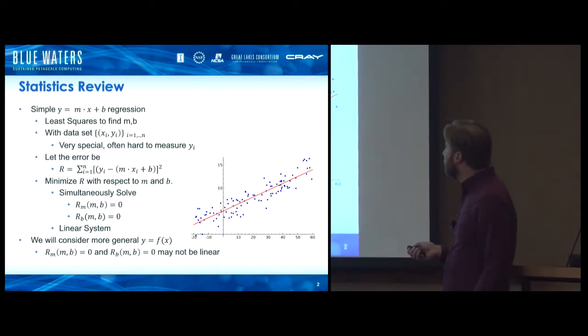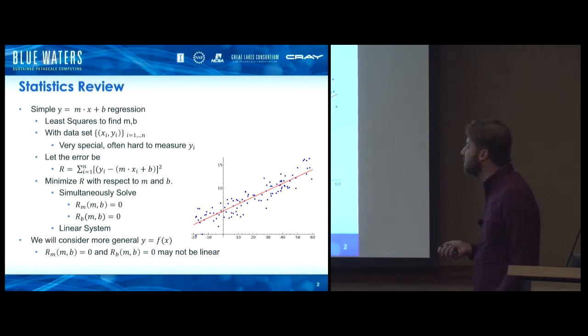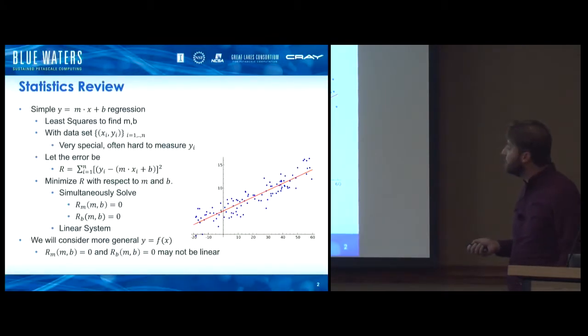So we want to minimize R with respect to m and b. m and b are the free parameters here. This is college algebra, or I guess Calc 1 maybe. You take the partial with respect to m, partial with respect to b, set them equal to 0, and this is just a simple linear system. Great. However, most models we care about are nonlinear. So for this method here, we will have to use something heavier.